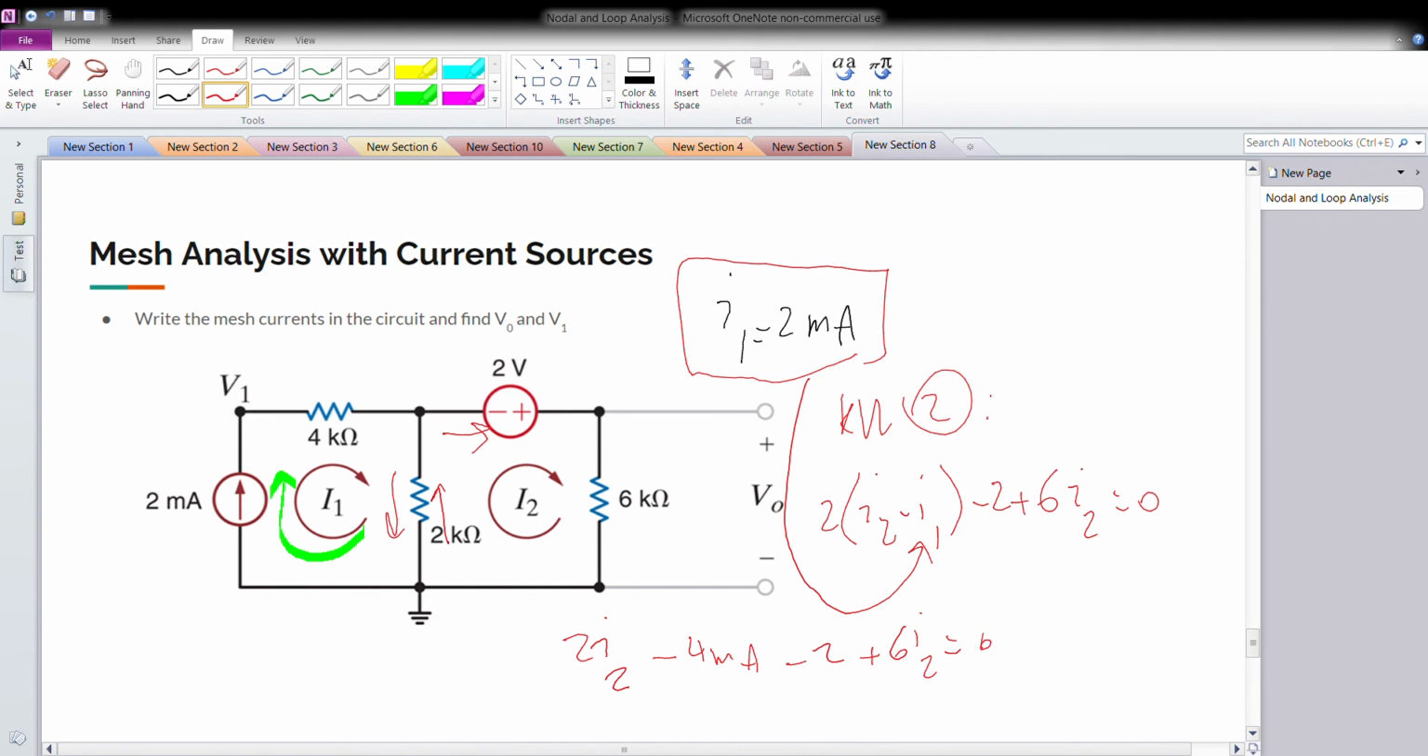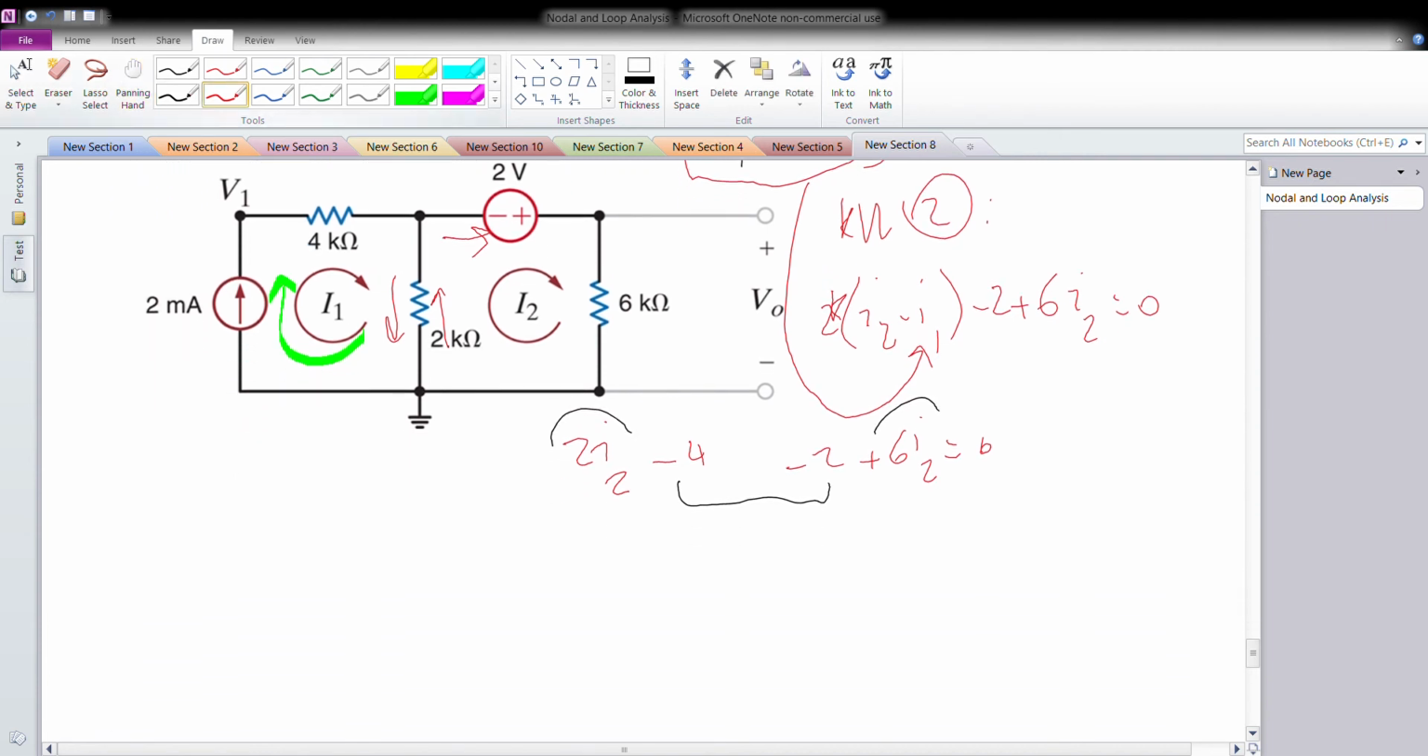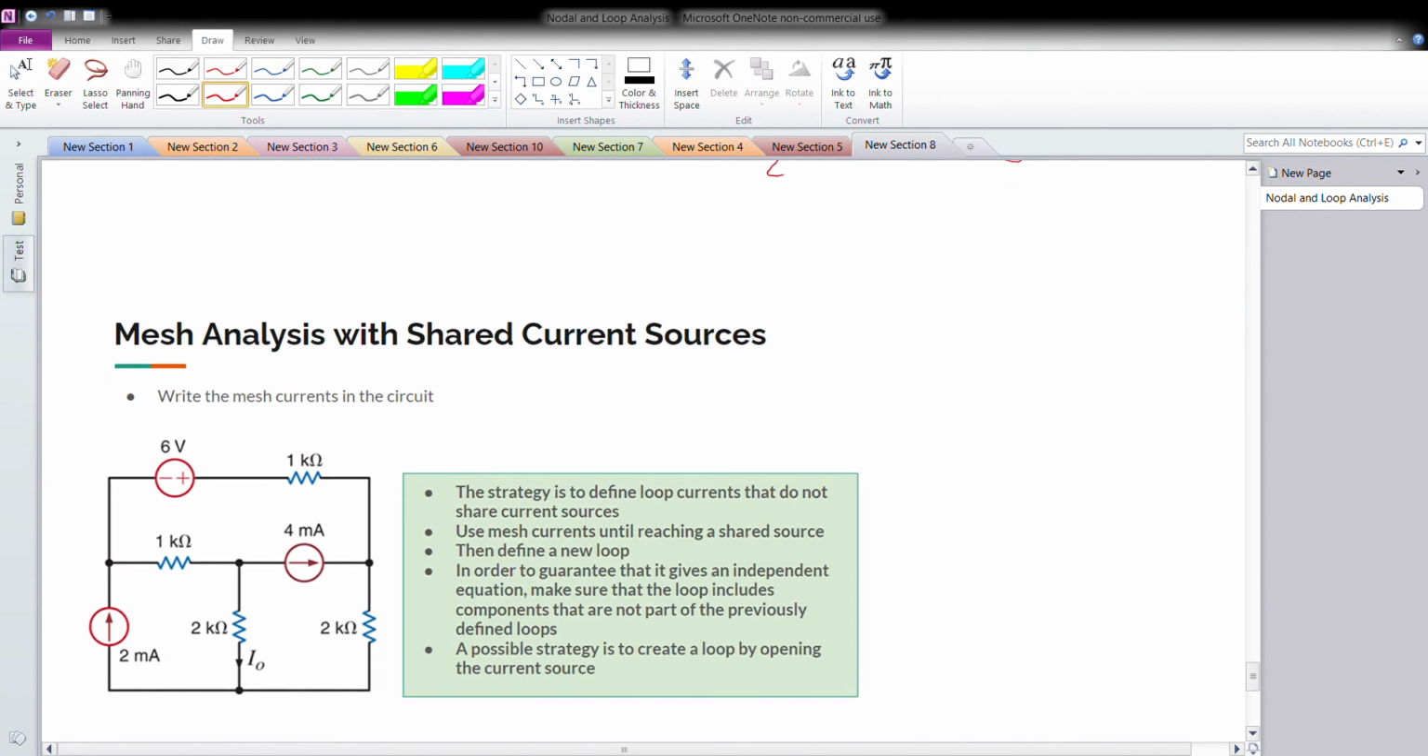And this is 2K, I believe. So 2K times 2 milliamps gets rid of that. Yeah, so it's 4. So then I have these two and then these two. So then I'm going to have basically 6 equal to 8 I2, and then I2 is going to be equal to 6/8 milliamps. That's it. Okay, so let's see what else we have.